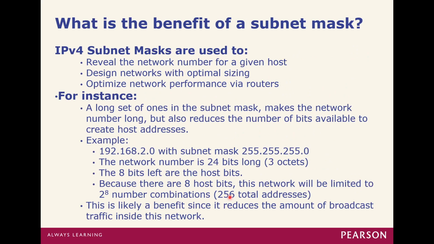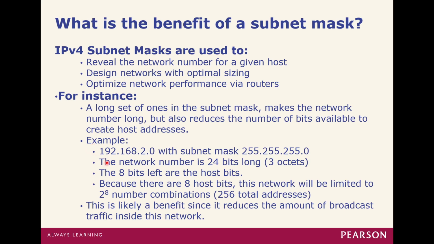What do we have here? IPv4 subnet masks are used to reveal the network number for the given host, to design a network with optimal sizing, and to optimize the network performance via routers. So here we have 192.168.2.0. Here we know that this is class C. Yes, this is class C.